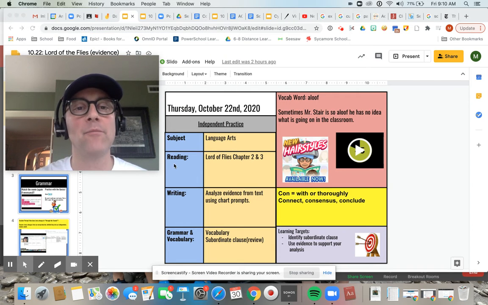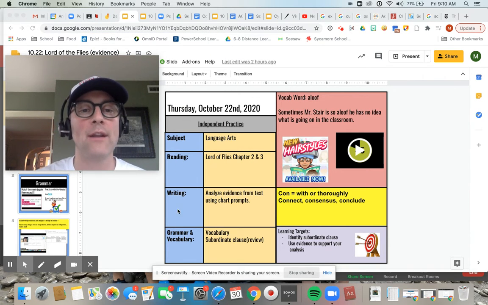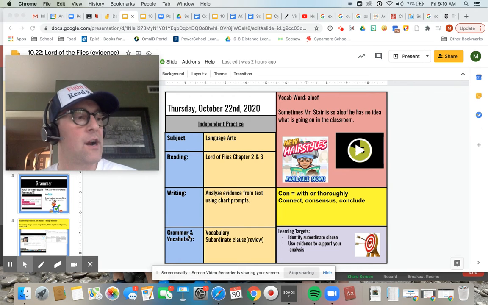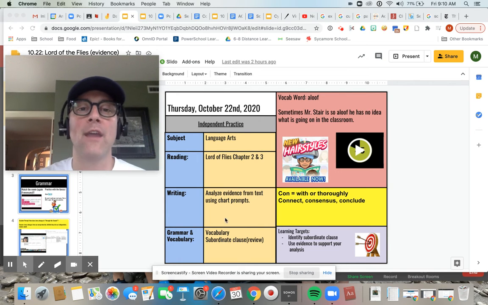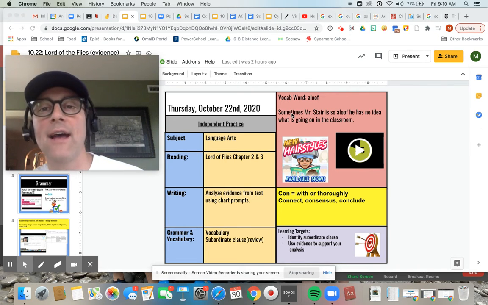It has the subject, and then since it's language arts, there's reading, writing, and grammar and vocabulary. We're trying to tackle all of those. So they kind of see what the goal is or what we're doing today. Over here is the vocabulary word when they're in class. Of course, the timer matters, so they have 4 minutes as a part of a transition into my class.